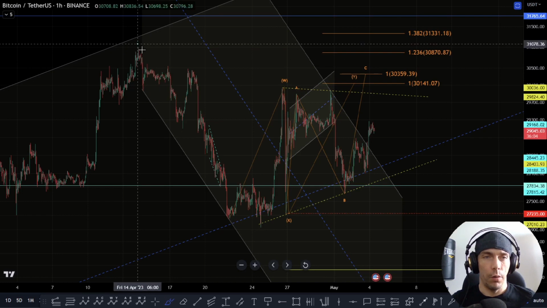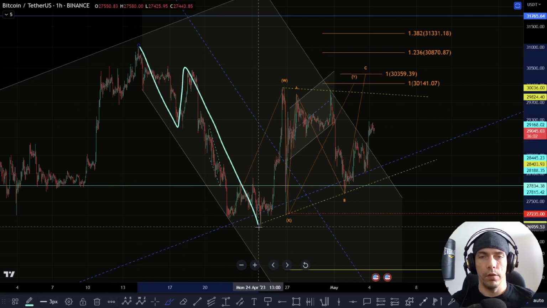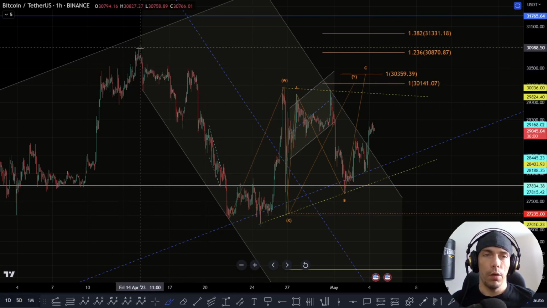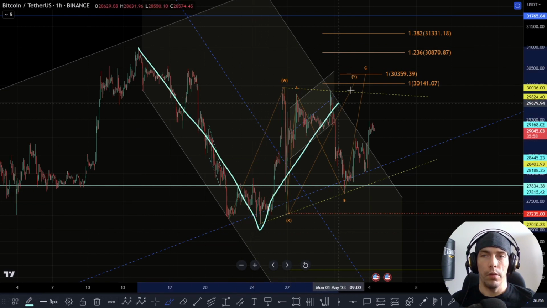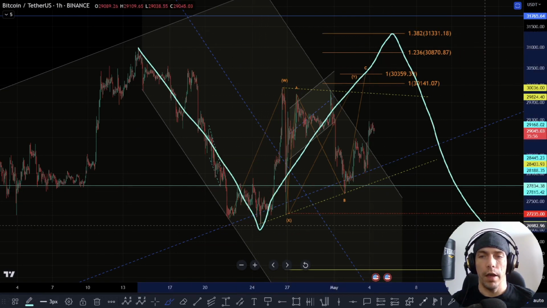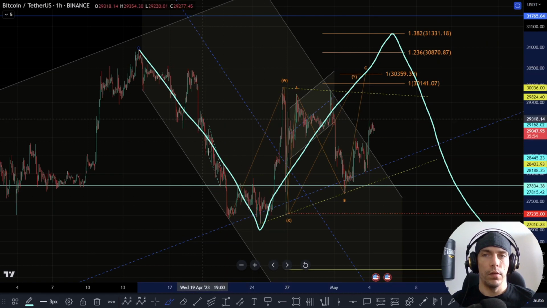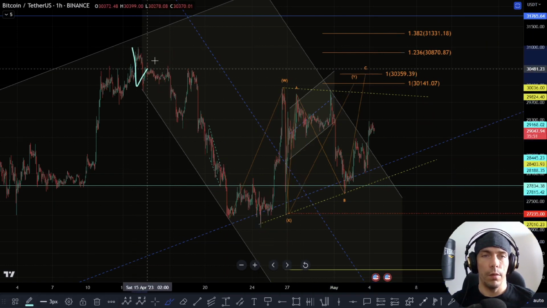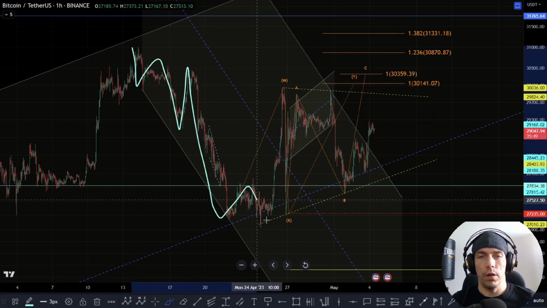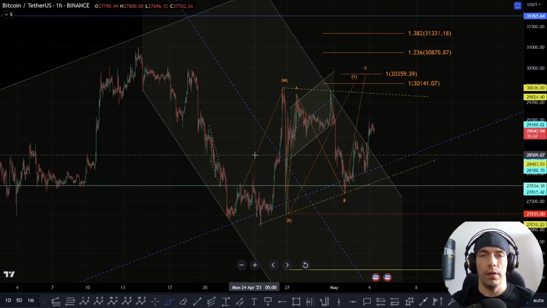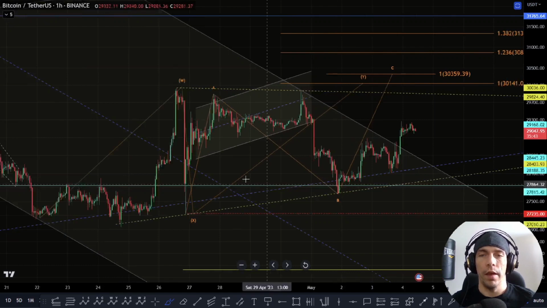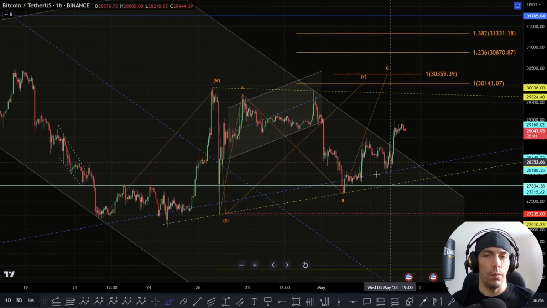The thing is, we can also potentially just count this as a three-wave move down. So we can't rule out the idea that we could see a bigger flat correction here as well. This is still on the cards here. There's a couple of ways we can count this move to the downside here. We can potentially count it as a five-wave move, but the structure is not as neat as I would like. So we'll have to just be a bit patient.